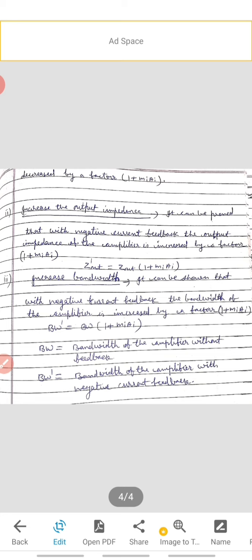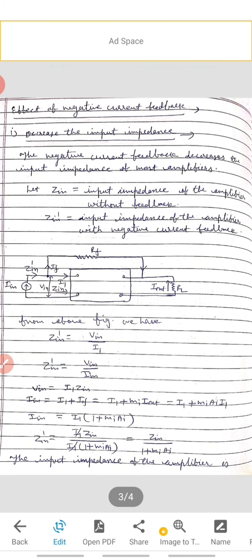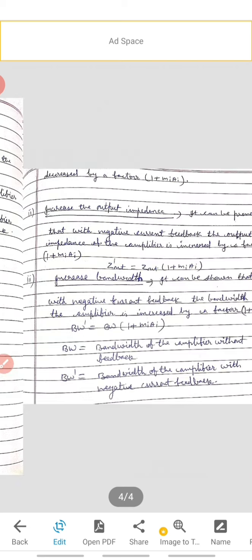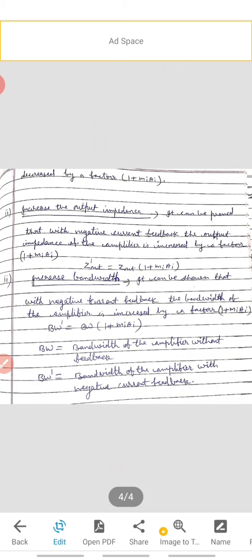So these are the effects. The first effect, on input impedance, is to decrease the input impedance. The second effect is to increase the output impedance. The third effect is to increase the bandwidth of the amplifier.